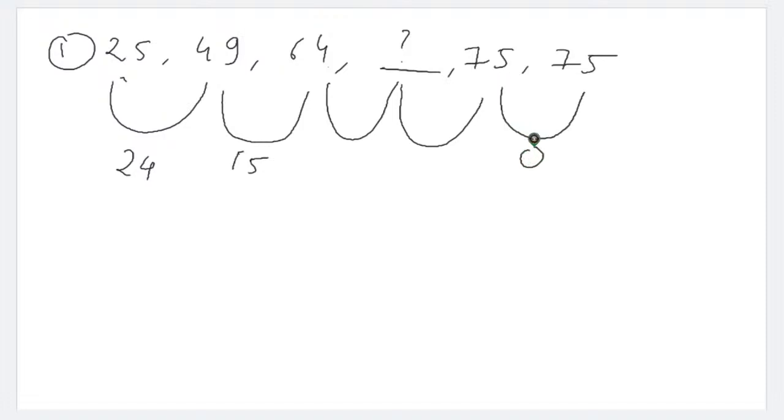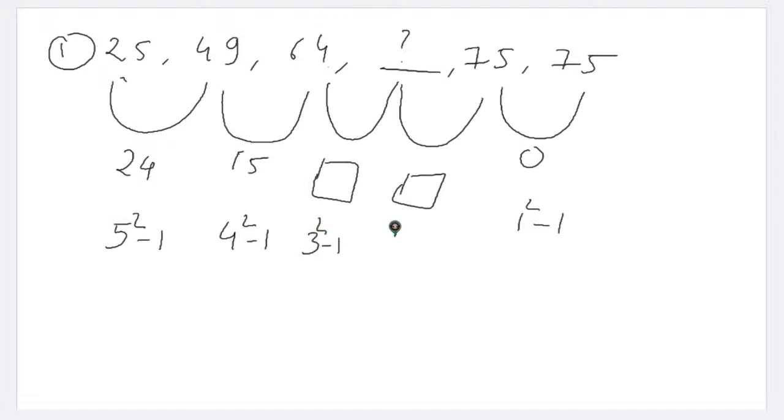0. Now what are these numbers? If you look carefully now, 24 is nothing but 5 square minus 1. 15 is nothing but 4 square minus 1. And 0 is nothing but 1 square minus 1. So the missing numbers which will come in place of the two boxes, if you look at the pattern, 5, 4, then becomes 3 square minus 1, 2 square minus 1. So 3 square minus 1 becomes what? 8. And 2 square minus 1 becomes what? 3.